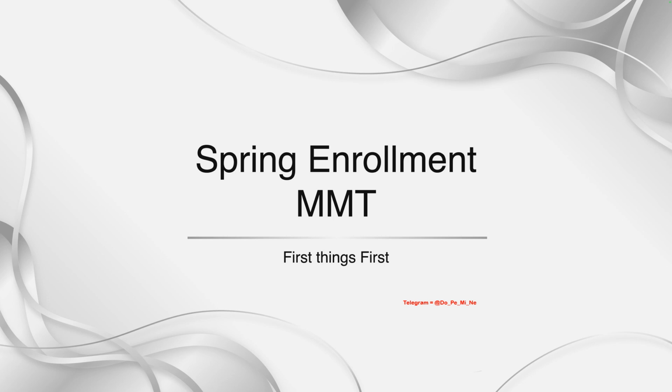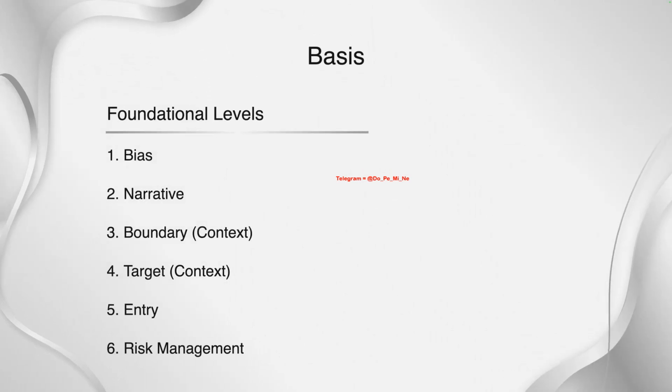Now, with that first step, the absolute first thing we need to understand is the first things first right here that we are going to go over. So what does that mean? Well, the first things first means that we will need to understand the basis first. And the basis is the foundational levels. The foundational levels right here that you are seeing start with number one, the bias.